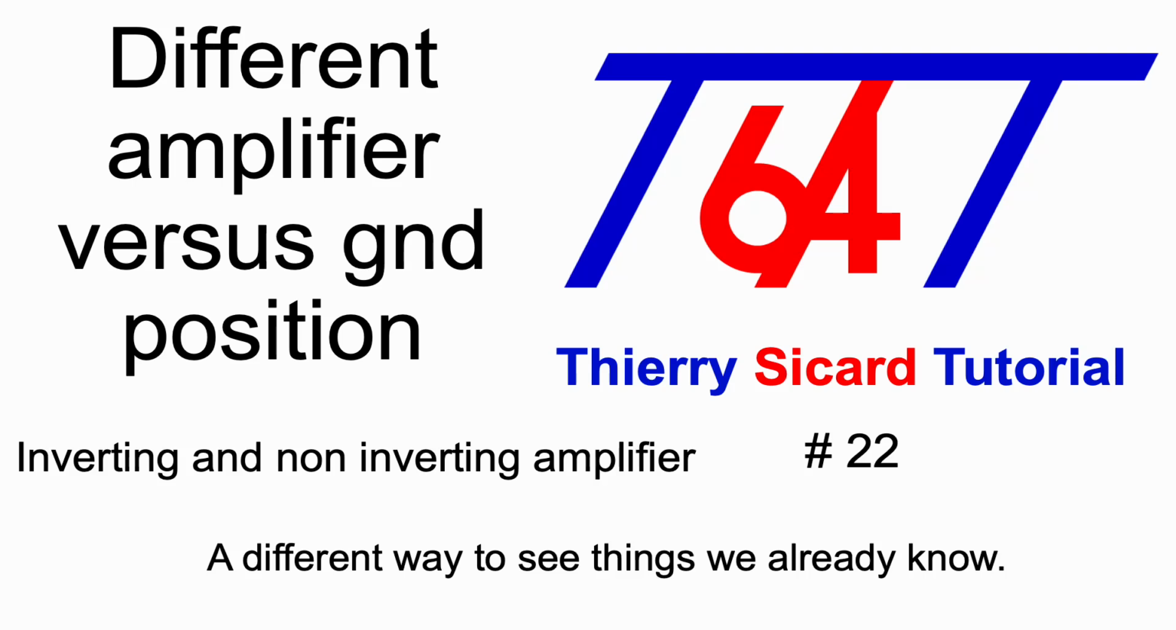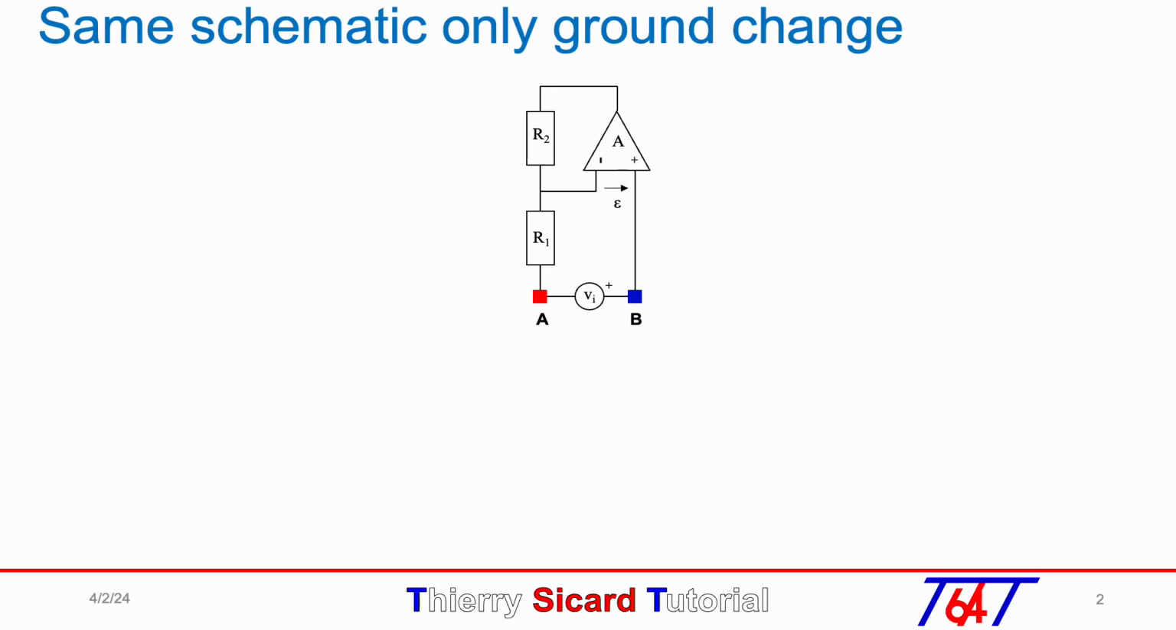Hello everyone, in this TRC tutorial number 22, we will see that a single and simple schematic amplifier can be split in two different schematics just by changing the ground voltage reference. This schematic uses an operational amplifier of gain A.